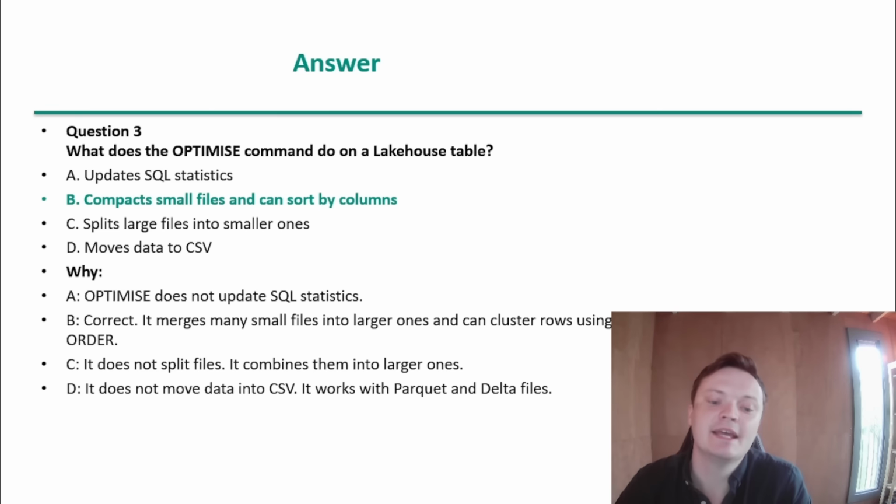So B is correct because it merges small files into larger ones and can cluster rows using Z-order. A is incorrect because optimize does not update SQL statistics. C is incorrect because it does not split files. It combines them into larger ones. And D is incorrect because it does not move data into CSV.